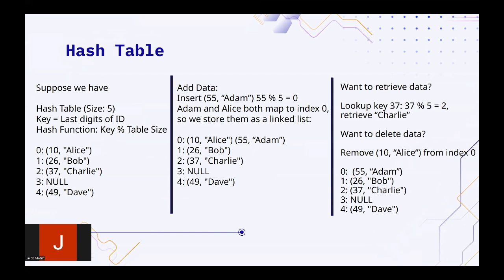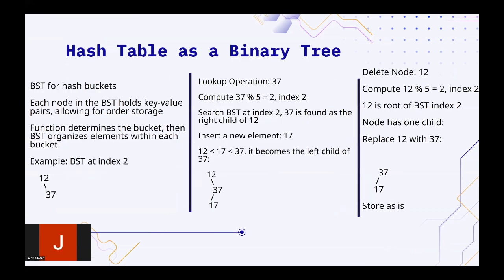We could retrieve, which is the main reason for having these hash tables. If we look up key 37, we can retrieve Charlie there. We can delete data as well and give Adam his own space right there.